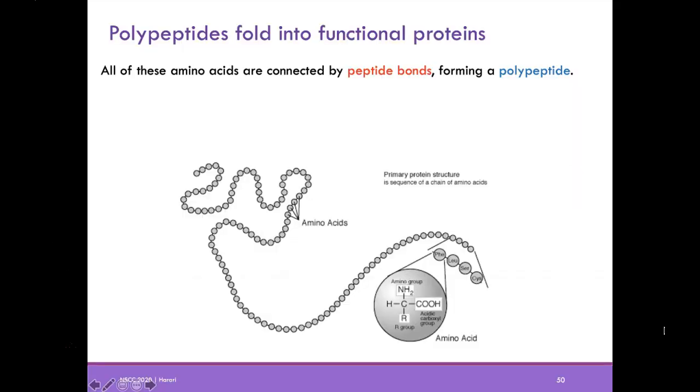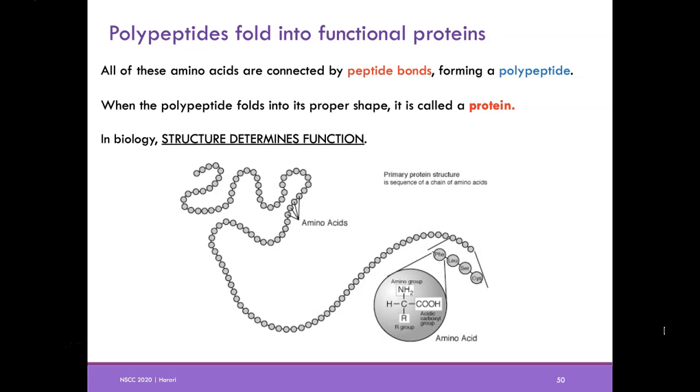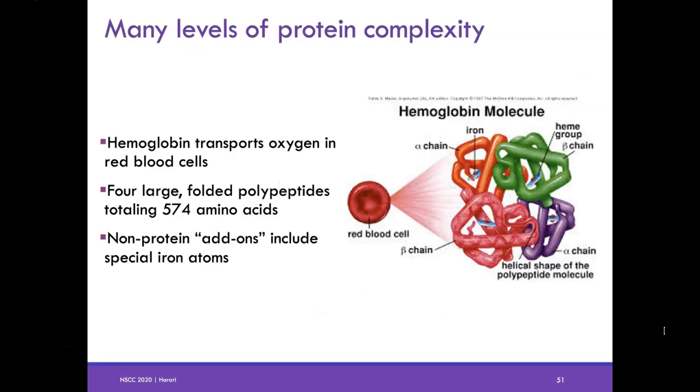And all amino acids in a protein are connected by peptide bonds. So when amino acids join together by peptide bonds, we call that a polypeptide. And when a polypeptide folds into its proper shape, we call it a protein. And like I said, structure determines function. So the protein's structure will determine how it can function.